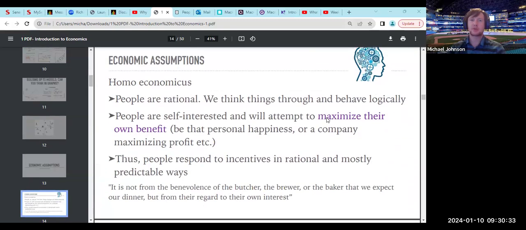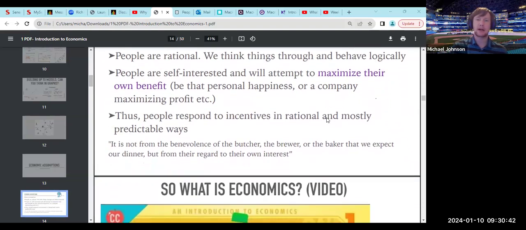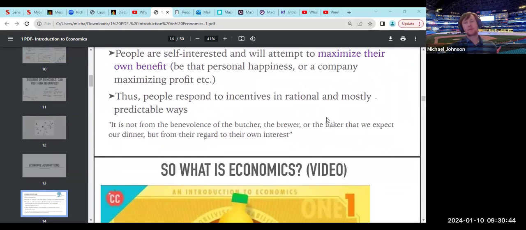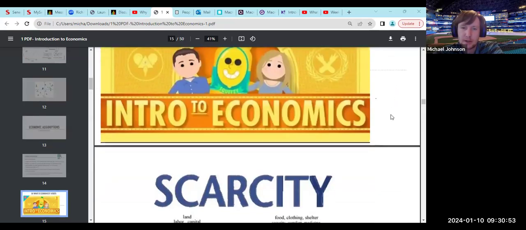So, economic assumptions: people are rational. We think things through and behave logically. People are self-interested and will attempt to maximize their own benefit, be that personal happiness or a company maximizing profit, etc. Thus, people respond to incentives in rational, mostly predictable ways. It's not from the benevolence of the butcher, the brewer, or the baker that we expect our dinner, but from their regard for their own interests.